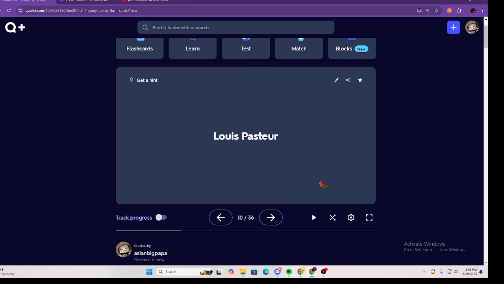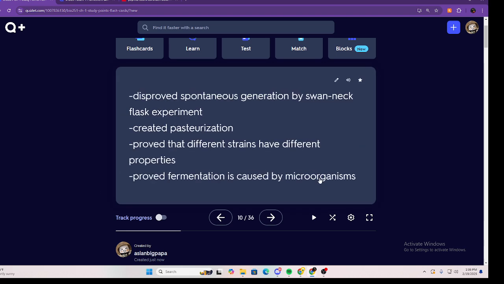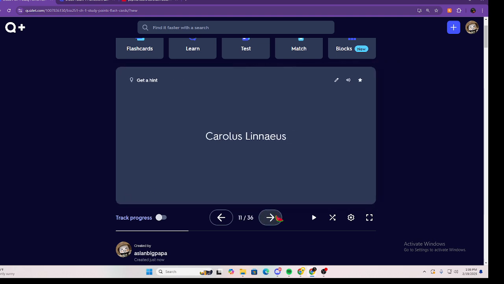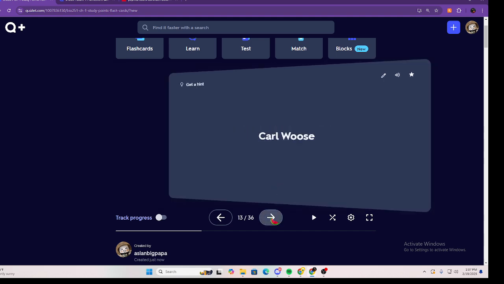Louis Pasteur, another very important guy you need to know. He disproved spontaneous generation by the swan neck flask experiment, and he also created pasteurization. Those are the big things you need to know about him. He also proved that different strains have different properties, and that fermentation is caused by microorganisms. Carolus Linnaeus is the father of taxonomy, and created the first tree: animal, plant, and mineral. Whittaker added fungi to the tree, so now the tree is animal, plants, fungi, protist, prokaryote.